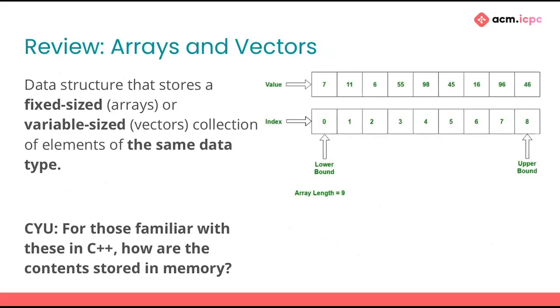So now we get into the data structure review part of this. Arrays and vectors are some of the bread and butter data types that you can be using in pretty much all your problems. We have either a fixed size collection of elements, which is an array, or a variable size collection of elements, which is a vector. It's important to note that whenever you put something in an array or vector, they all have to be of the same data type. Now a question for those of you who've used arrays and vectors before. When we have elements stored in an array, how are these contents actually stored in memory? What is the representation of an array or a vector in memory on the machine?